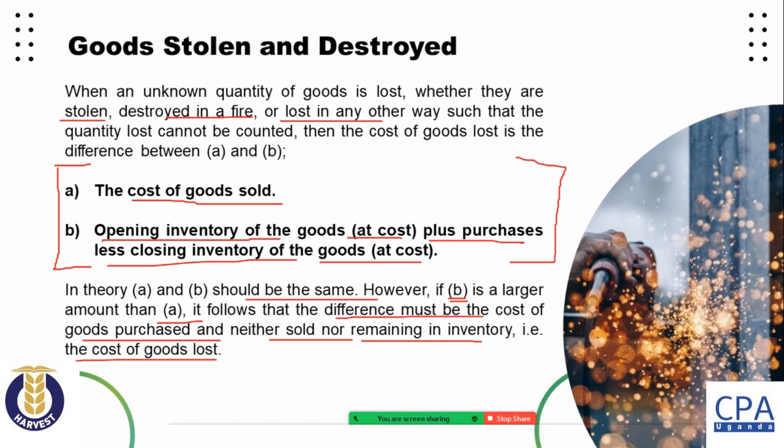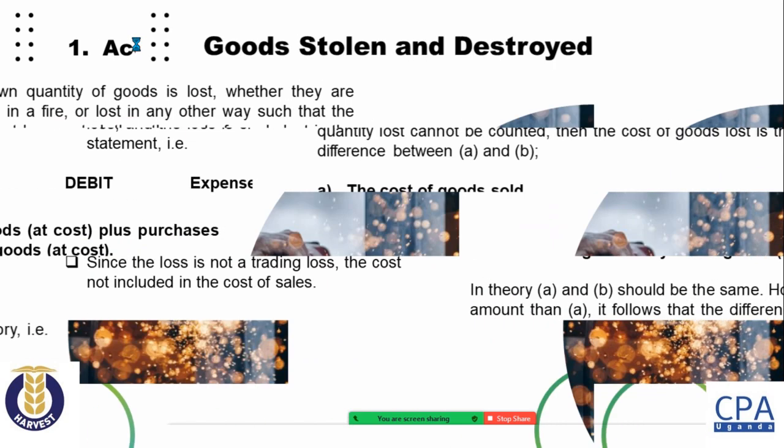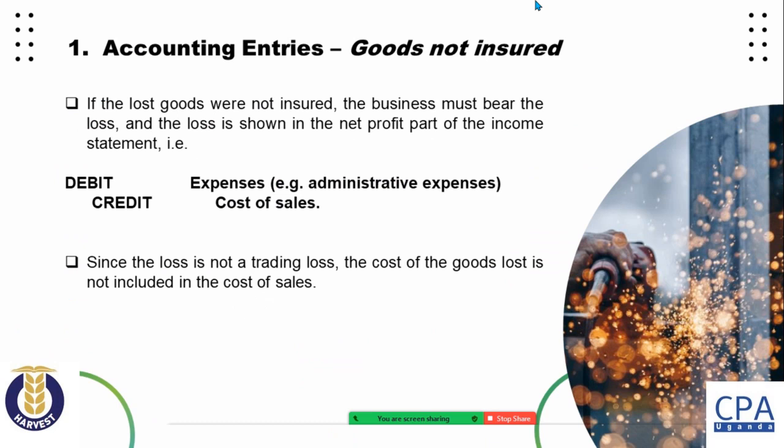Now, in accounting, the entries are going to be different in cases where goods are insured and in cases where goods are not insured. So we shall begin by looking at the accounting entries where goods were not insured. Management was adamant and they didn't insure the goods against loss. On the slide we are saying that if the lost goods were not insured, the business must bear this loss, and the loss is supposed to be shown in the net profit part of the income statement.